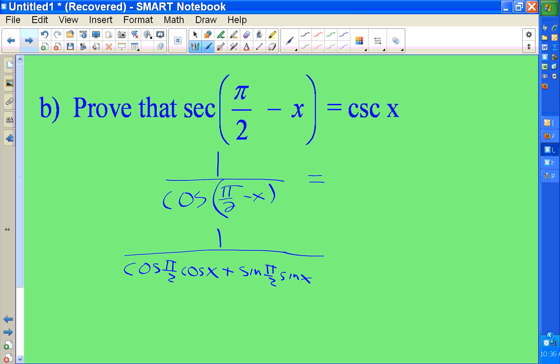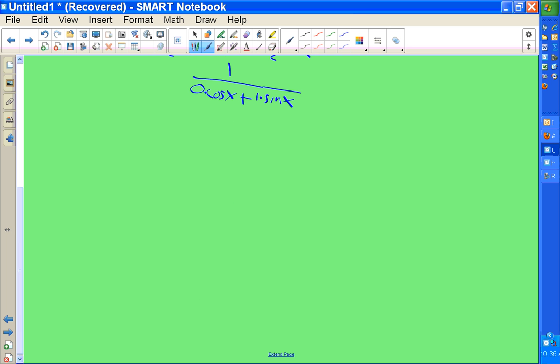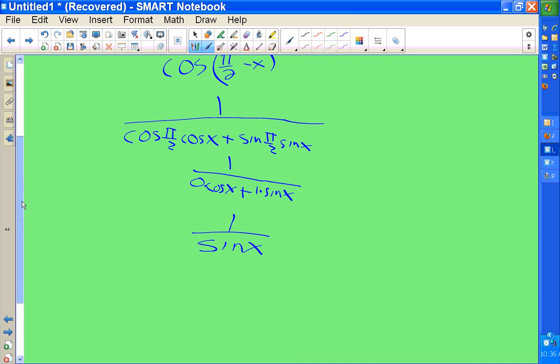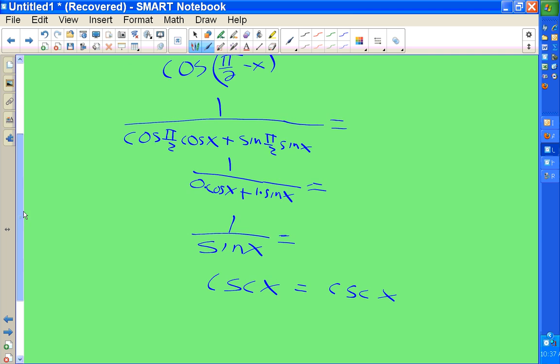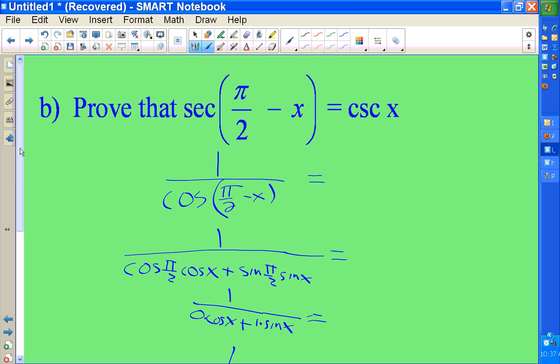What is the cosine of pi over 2? 0. What is the sine of pi over 2? So that's going to give you 1 over the sine of x. What's 1 over the sine of x? So you're proving that this is equal to this.